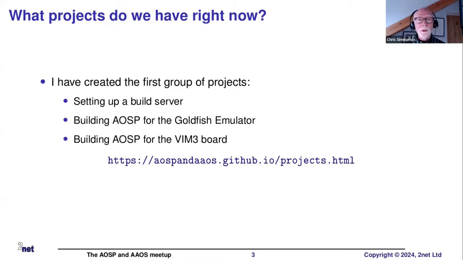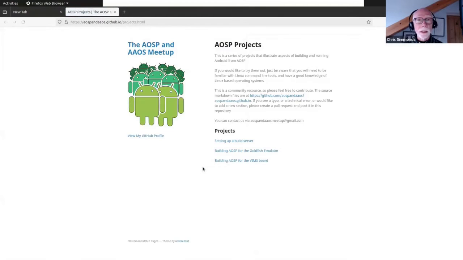So I've created 3 such projects at the moment. First one is just a basic one: how to set up an Android AOSP build server, and then how to build for Goldfish and how to build for the Vim 3. And it's all at this page here. I just go back to here. Yeah, it seems to be working.